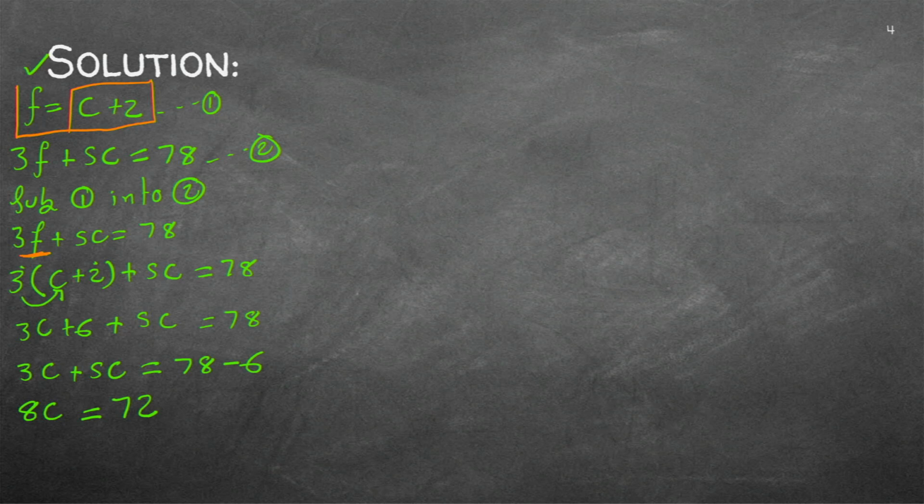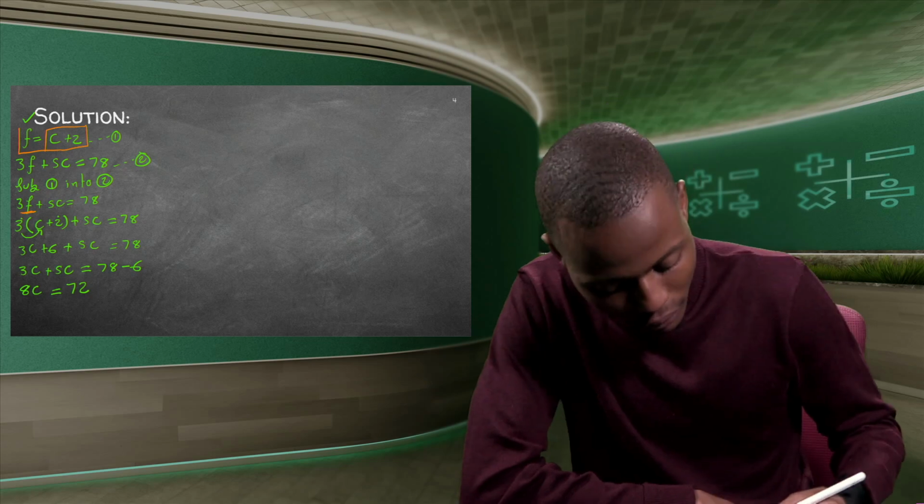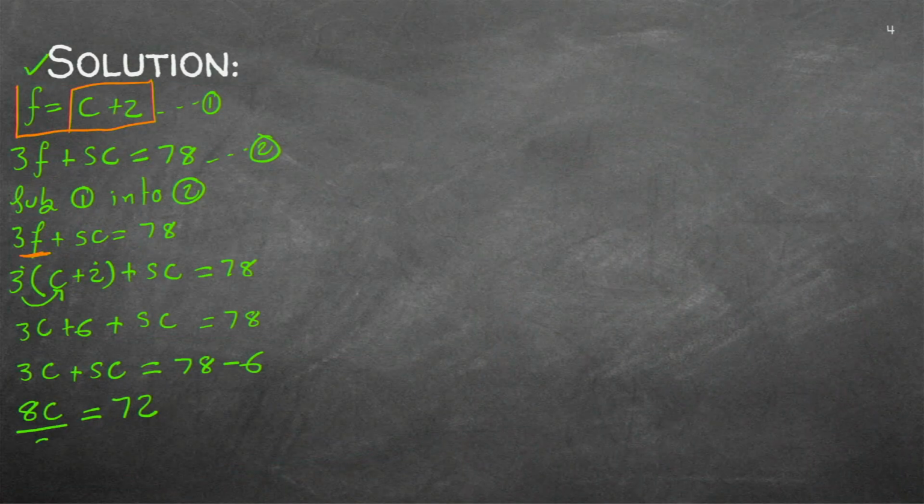So now if you find yourself with 72, it's quite easy, you simply divide both sides by 8. So if you divide both sides by 8, c divides c, you're going to get c. So what is 72 divided by 8? 72 divided by 8 will be 9, because 9 times 8 gives you 72. So you have c being 9.